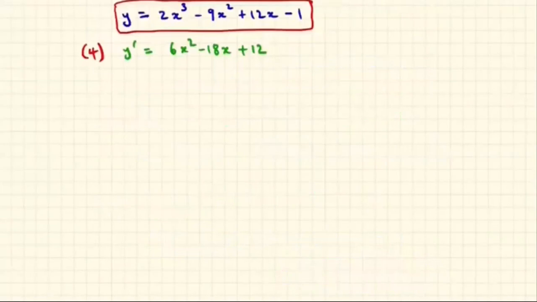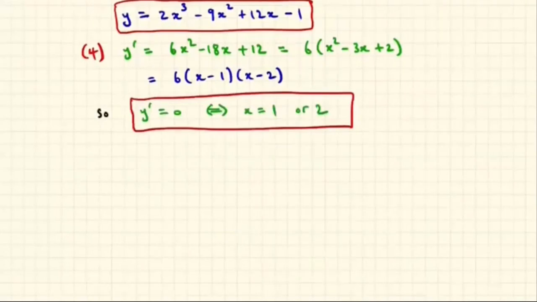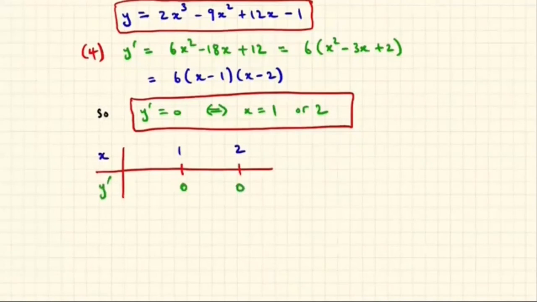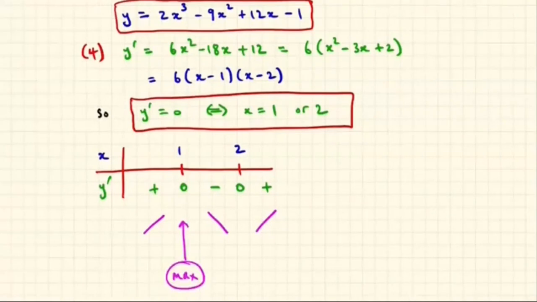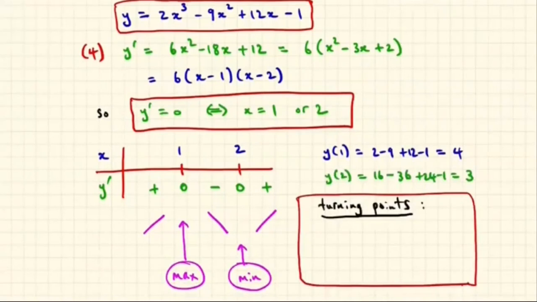The derivative of this function is this quadratic, which quickly factorizes. And we can see it's 0 when x equals 1 or 2. And then we build a sign diagram with this pattern, plus, minus, plus, corresponding to increasing, decreasing, increasing, with a maximum occurring at x equals 1 and a minimum at x equals 2, with y values 4 and 3 respectively, giving a turning point (1, 4), with local maximum 4, and another turning point (2, 3), with local minimum 3.